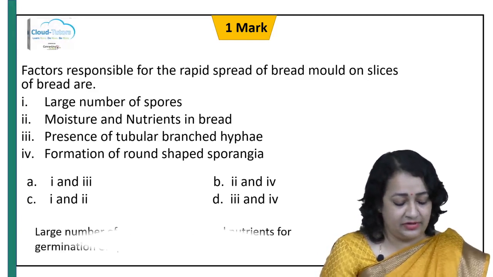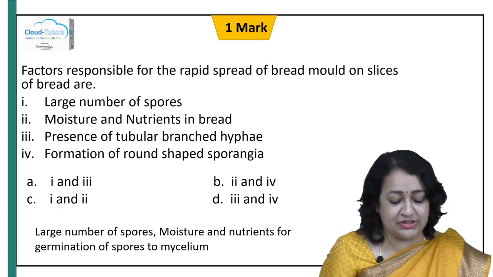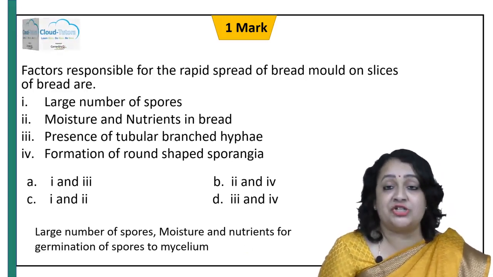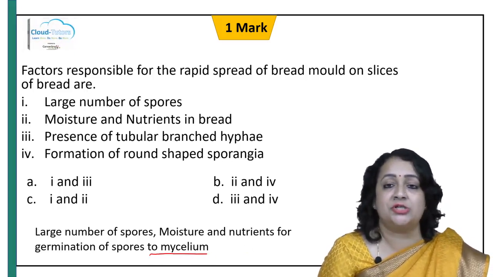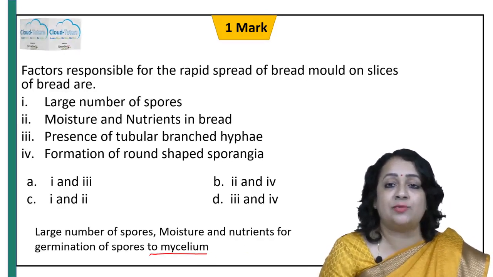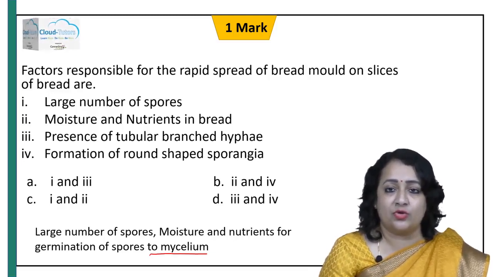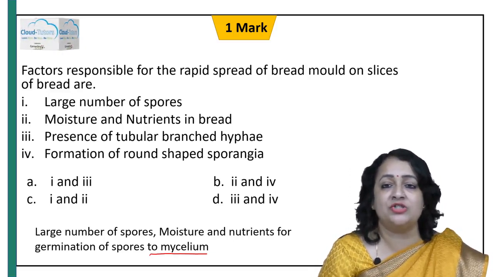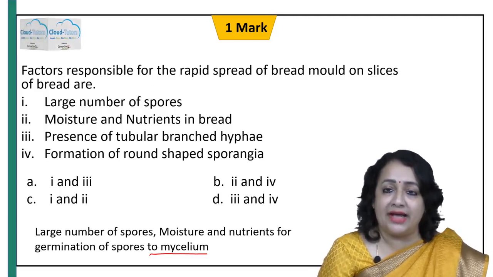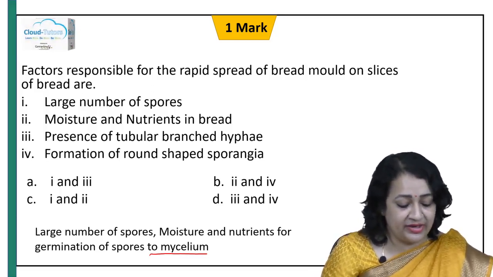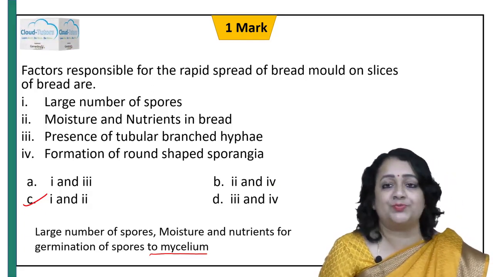So the answer here will be a large number of spores as well as moisture and nutrients for germination of spore to mycelium. The spore has to germinate into mycelium, and that is possible in the presence of moisture and nutrients. So a large number of spores should be there, and those spores have to germinate. Only then can a rapid spread of the bread mold happen. So the answer here is 1 and 2. So C is the answer, 1 and 2.